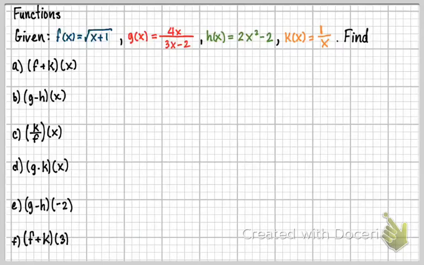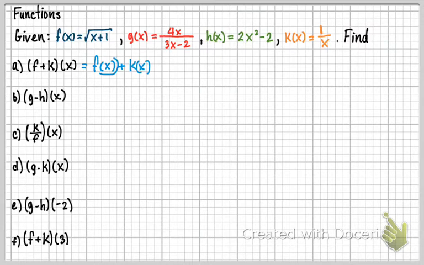So given these functions here, we need to find f plus k of x. So I'm looking at number a here, and that's f plus k of x. What this notation tells me is that this parenthesis x parenthesis doesn't mean I'm timesing it by x. That's not what it means. So be careful. This really means f of x plus k of x.